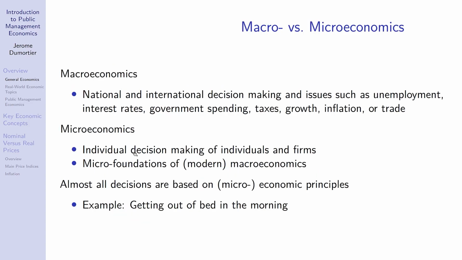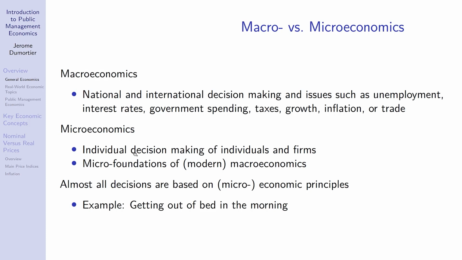Economics is usually divided into two main branches. Macroeconomics deals with national and international issues such as unemployment, interest rates, government spending, economic growth, inflation, and trade. Microeconomics, on the other hand, focuses on the decision-making of individuals and firms, and it provides the foundation for much of modern macroeconomics. Note that in this class, we are going to focus mostly on microeconomic concepts.